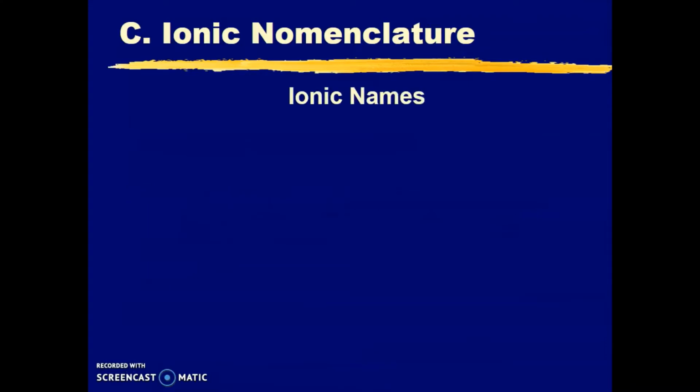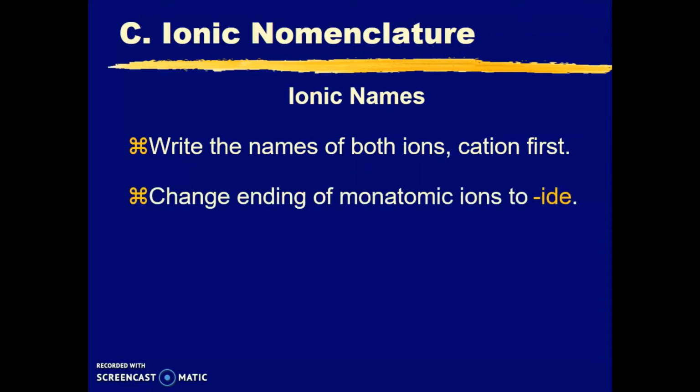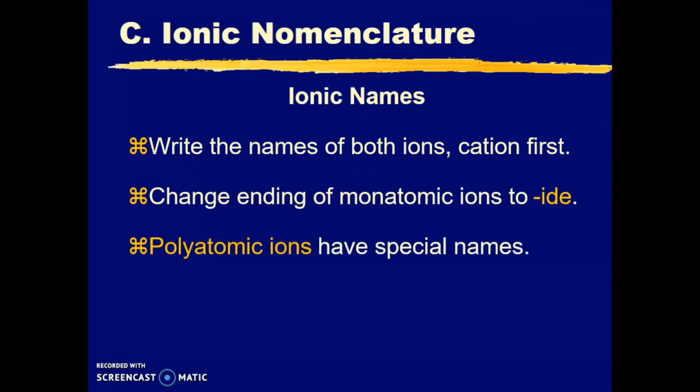All right, let's say we're doing the opposite. You're given a formula, and you have to provide the name. So you're going to write the names of both ions. The cation still comes first, so the metal still comes first. If you have a monatomic ion, so just two elements in your compound, you're going to change the ending to ide, IDE, just like we did before. But if you have a polyatomic ion, polyatomic ions have special names, and you don't change it. You just write the name of the polyatomic ion if you have one.